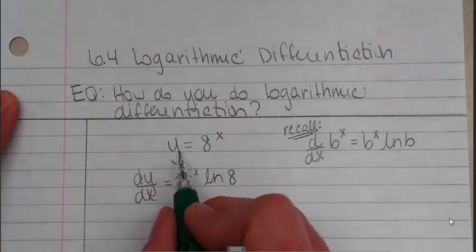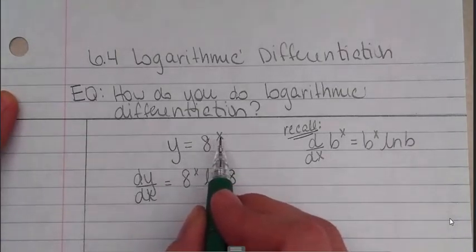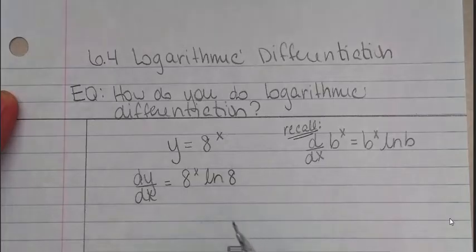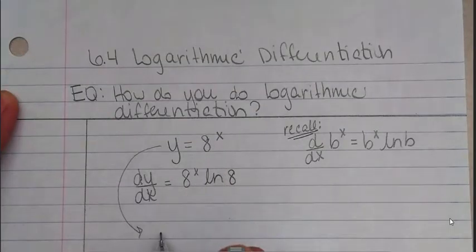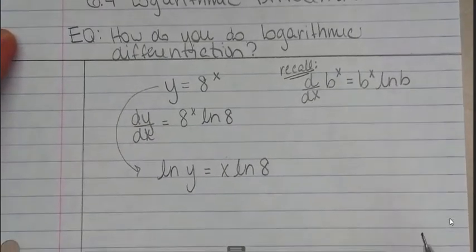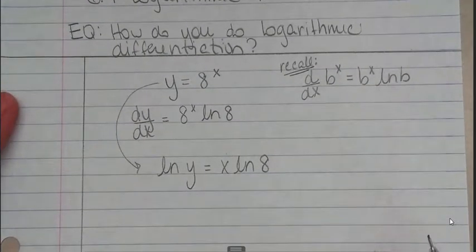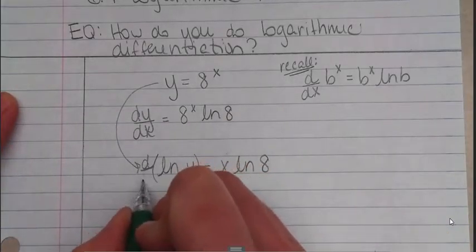So if I start with this, the reason I would use logarithms here is to get that x out of being variable. So, bring this back down here. What I might want to do is take the ln of both sides so I can end up without a variable in my exponent. And then from there I'm going to differentiate both sides with respect to x.